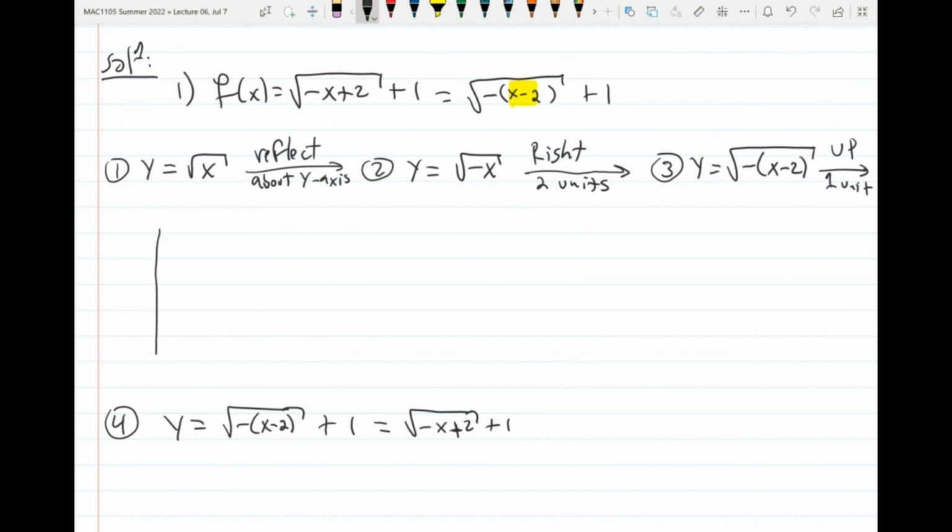All right, so start with our square root function. So 0, 0, 1, 1, good enough. Then reflect about the y-axis.